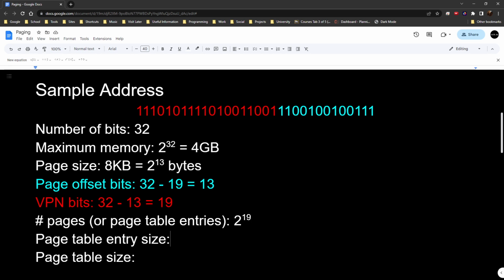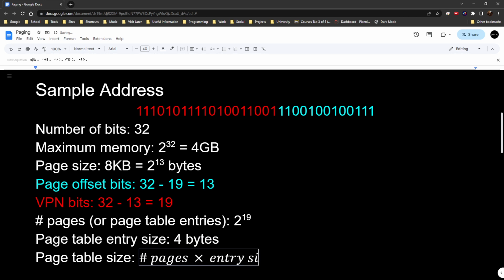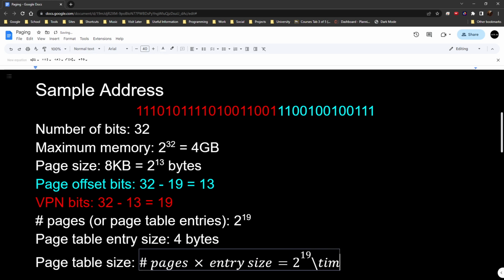The next thing is the page table entry size. From what I saw, this is by standard 4 bytes for most systems, but you can change this. For this, we're going to assume it's 4 bytes. We can use that to get the page table size, which is just going to be conveniently the number of pages multiplied by the entry size. So that's going to look like the number of pages we just calculated, 2 to the 19, multiplied by our 4 bytes, which is also equal to 2 to the 2, which is going to be 2 to the 19 plus 2.